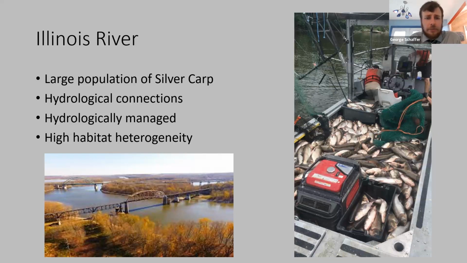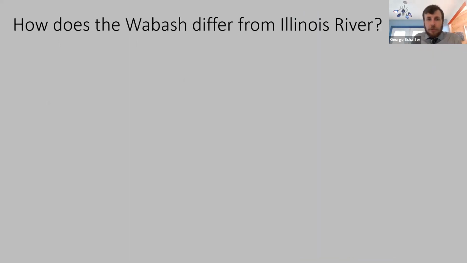But also, the Illinois River has a high habitat heterogeneity, meaning that there's a wide variety of different habitat types, such as backwaters and off channels that persist within the Illinois River. So the Wabash River is another large river that's invaded by silver carp. But the question is, how does the Wabash River differ from the Illinois River? How are the two invasion areas different?